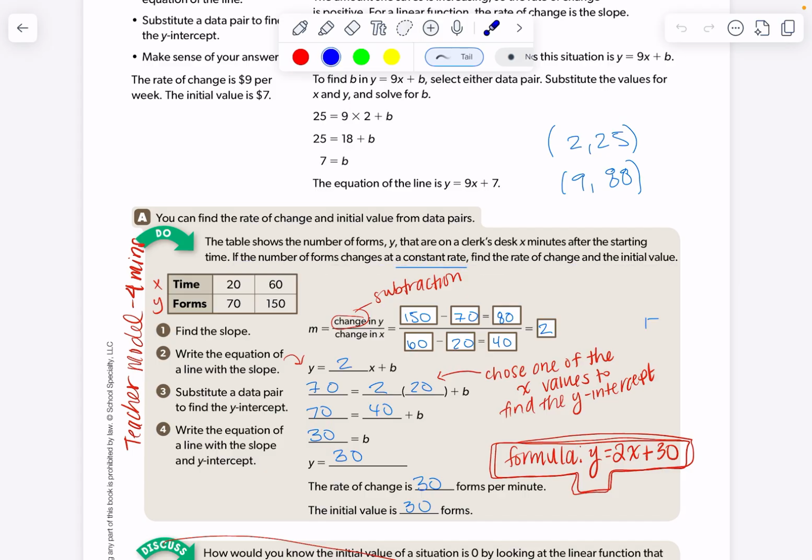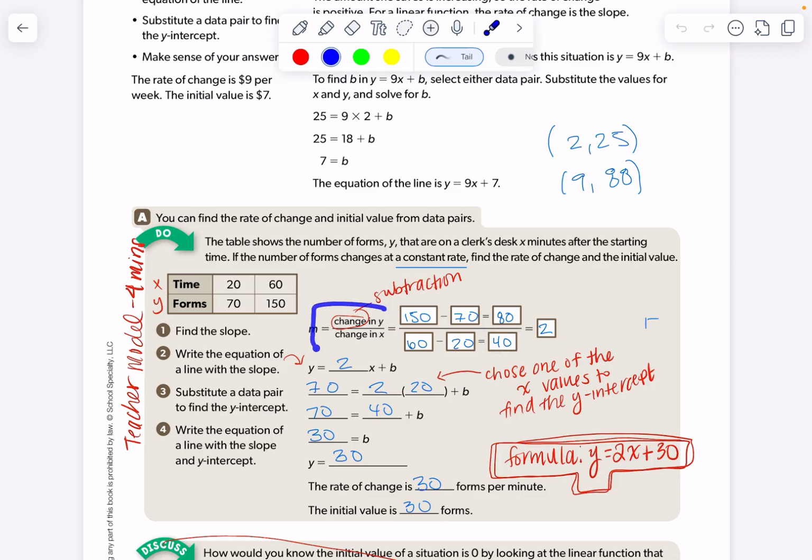So rate of change, we need to find our slope. The change in y values, so here are our y values. Change tells us we need to subtract. So I need to do 150 minus 70. 150 minus 70 gives me 80. After I do my change in y, I need to figure out my change in x. So my x values are 20 and 60. I have to do 60 minus 20. That gives me 40.